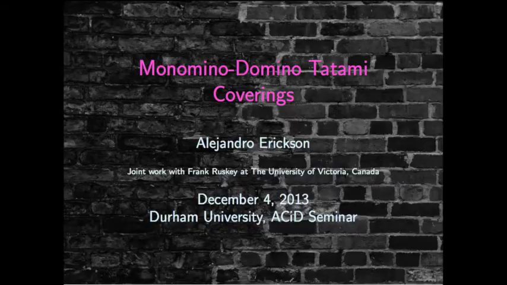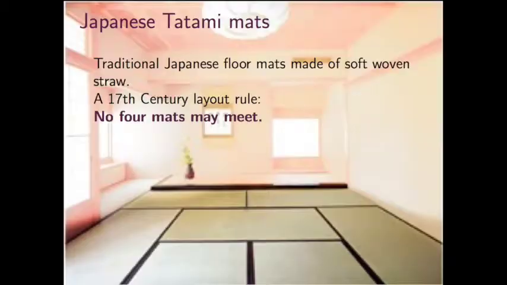Okay, so the name tatami comes from these Japanese tatami mats, which are traditional Japanese floor covering. They're so ubiquitous in Japan that a lot of residential places have their square footage given in terms of the number of mats you need to cover the floor. So you might rent a 4.5 mat room or something like that. The mats have been around for a long time, but around the 17th century, they came up with this rule that says that no four mats may meet in what they call an auspicious arrangement.